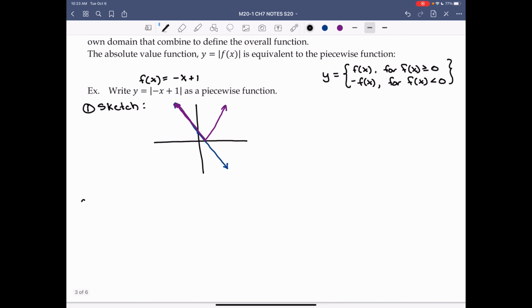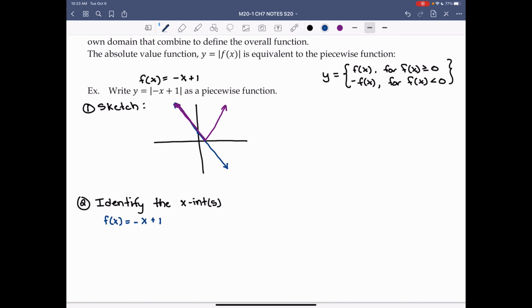Step number 2, I need to identify the x-intercept or intercepts if there's more than one. Remember, our x-intercepts are the same for the original function and for the absolute value function. So I'm going to use the original function f of x equals negative x plus 1.